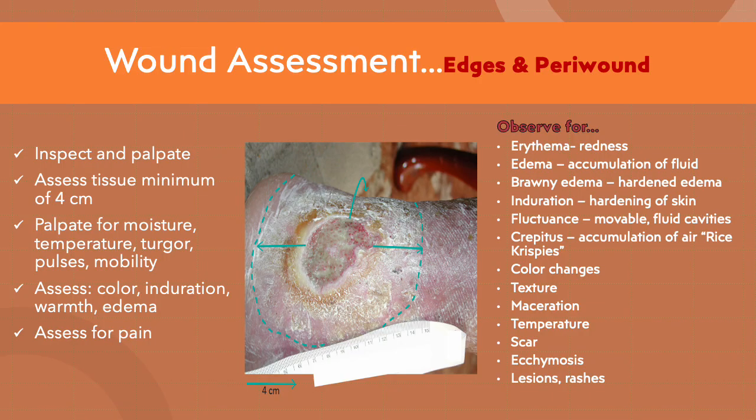The next step would be to assess the edges and the peri-wound. It's important to inspect and palpate. Assess tissue minimum of 4 centimeters from the edge, the margin of the wound. Palpate for moisture, temperature, turgor, pulses, and any mobility. Assess the color, induration, warmth, and edema, and assess for pain.